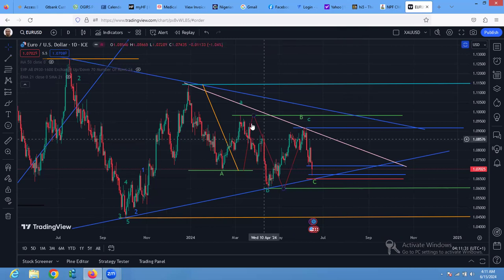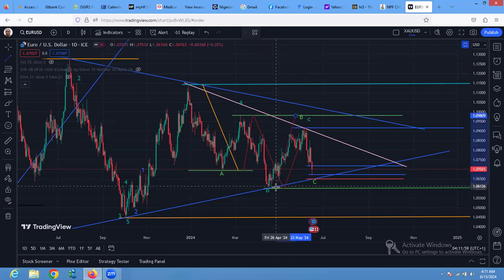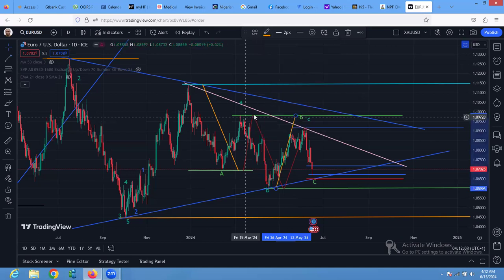So this gave us B wave flat in the middle, a running flat in the middle. The B wave itself gave us a running flat in the middle. So for us to know how to now deal with this B wave, I would now take this and say the whole of B wave is from this point down to this point. If we want to sum it up, that is the whole of B wave.